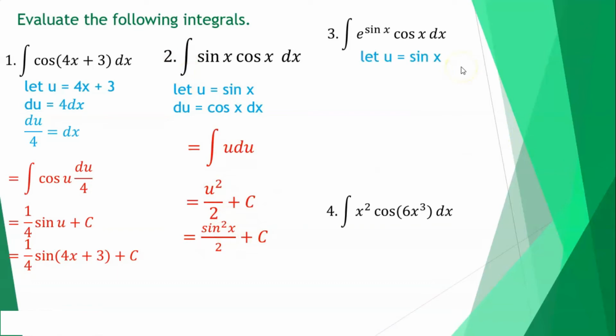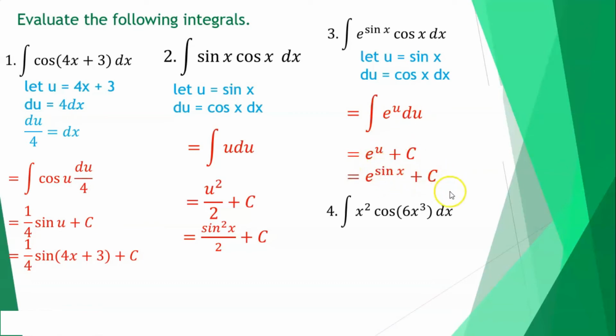Number 3. In here, let u be sine x. The derivative of u is du, and the derivative of sine x is cosine x dx. Substituting, this becomes the integral of e to the power of u du. Since the integral of e to the power of u is just e to the power of u plus c, replace u here. So e to the power of sine x plus c.